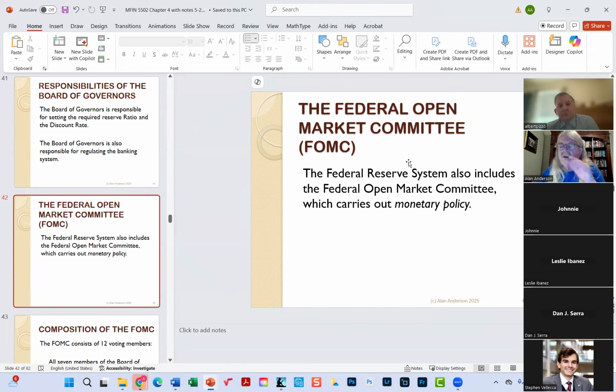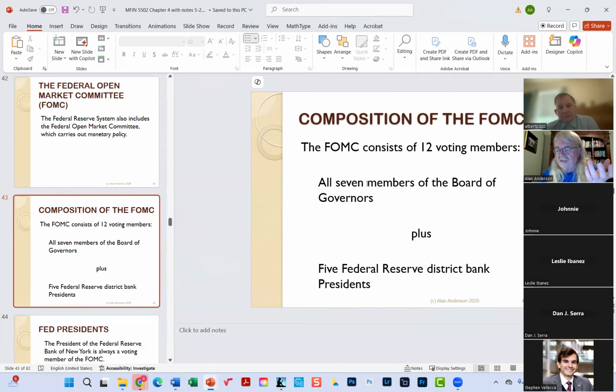But they're the ones who ultimately choose what to do about interest rates. So the chairman of the governors is also the chairman of the Federal Open Market Committee. So Powell is the chairman of the Federal Open Market Committee and the Board of Governors. So he's the one who comes on TV and announces what they decided to do.